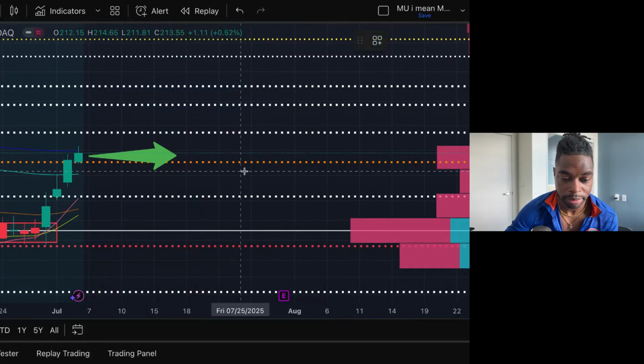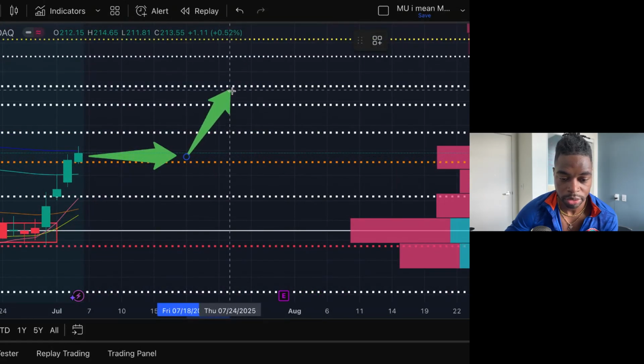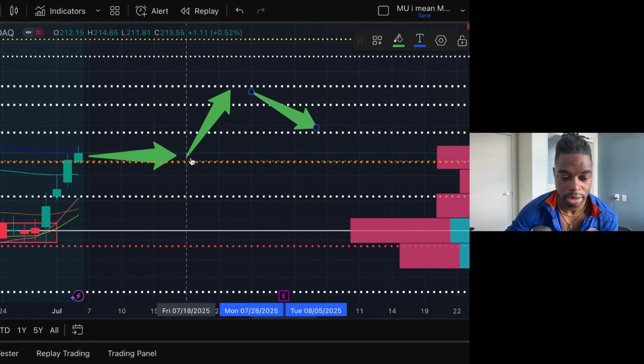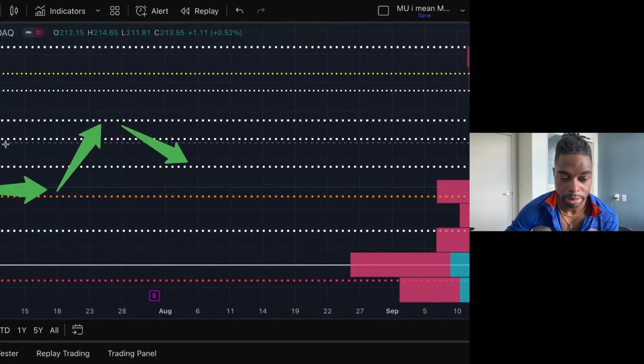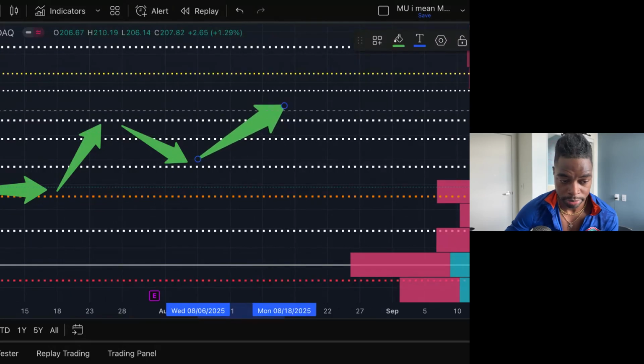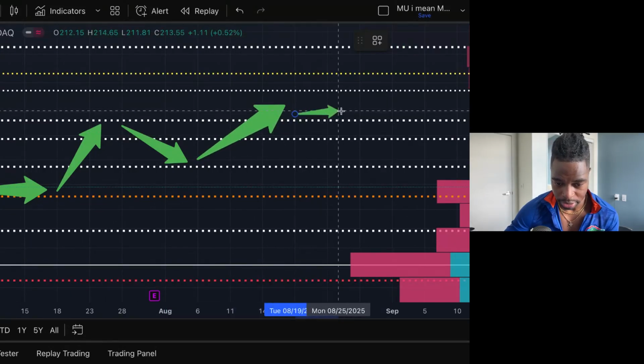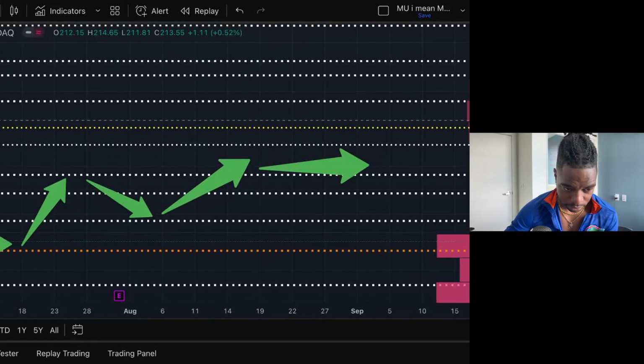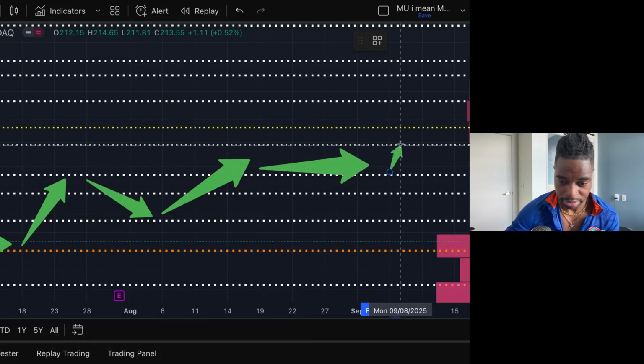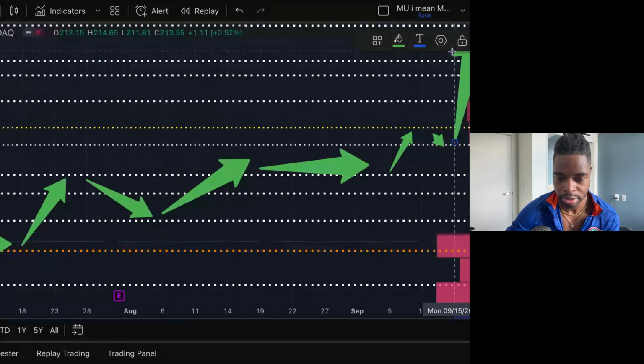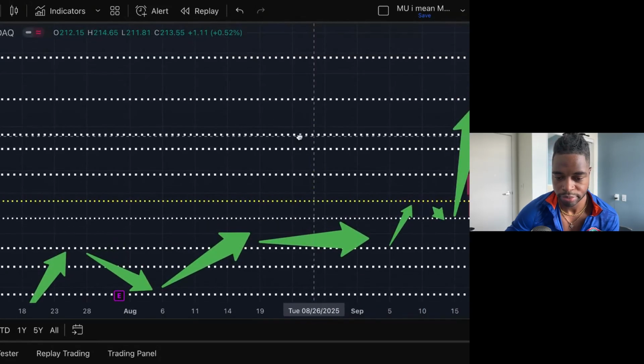And then we're going to come up to a volume node. We're going to hit 224. And we're going to come back down to 216 a couple days. And then we're going to move back up. And then at 224, we're probably going to go sideways. And then we're going to start making this move back up to 232. And then we're going to go down a little bit. But then we're going to get more news. And we're going to come all the way up to about 251.